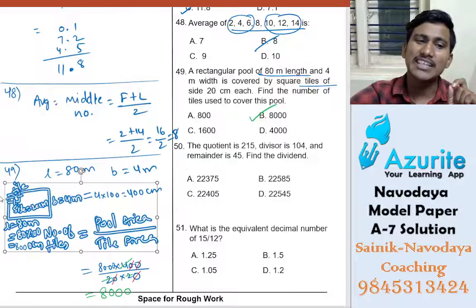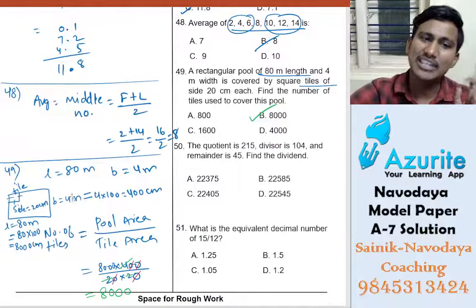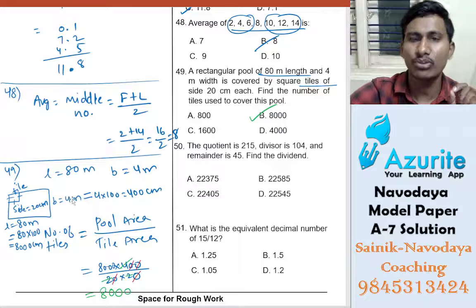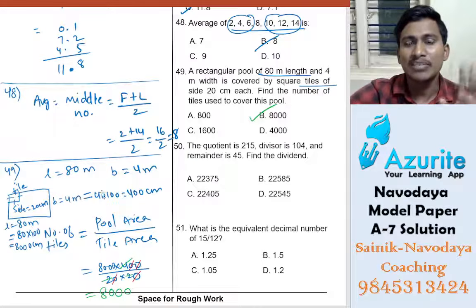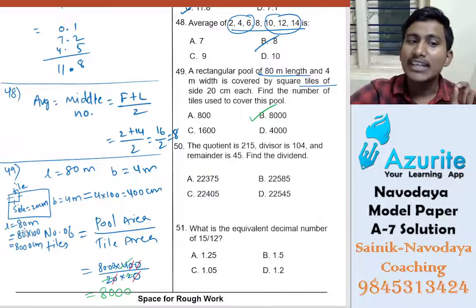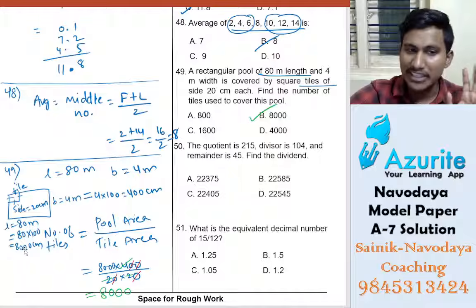This is in centimeter now. The side is in centimeter, so this also we have to convert into centimeter. Breadth is 4 meter. 1 meter means 100, so 4 meter means 400, 4 into 100. Now 80 meter, 80 into 100, that is 3 zeros, 8000 centimeter here.